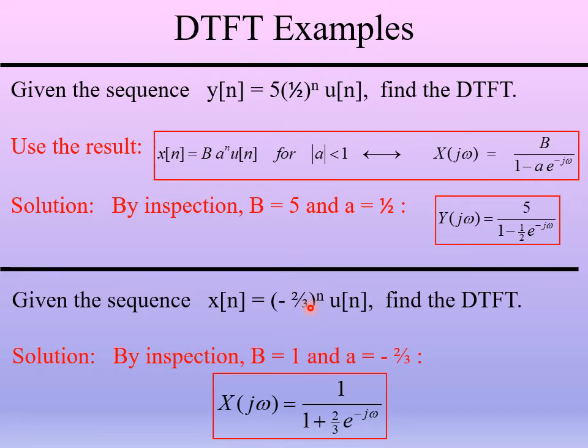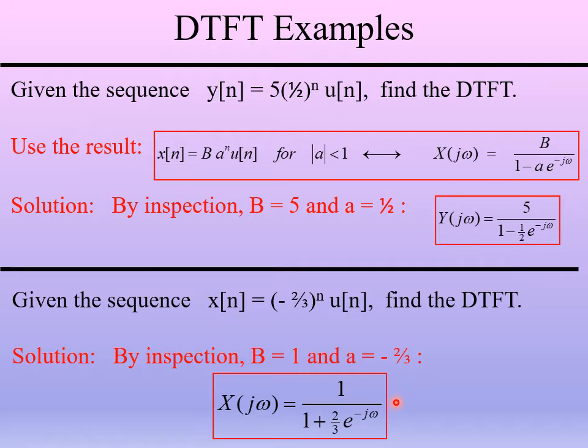Here's another one. This time the sequence x of n is equal to (-2/3) to the n times the step function. So again, using this result right up here, we see that b is 1. You can think of a 1 out in front, and a this time is -2/3. So plugging those values in here, we immediately can write the result. X of j omega is 1 over 1 plus 2/3 times e to the minus j omega.